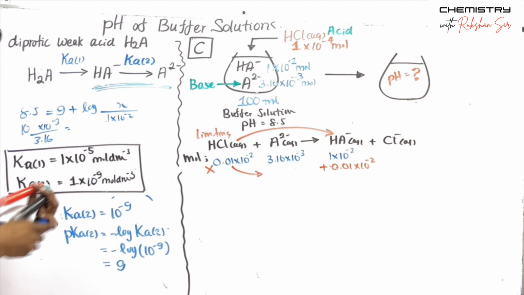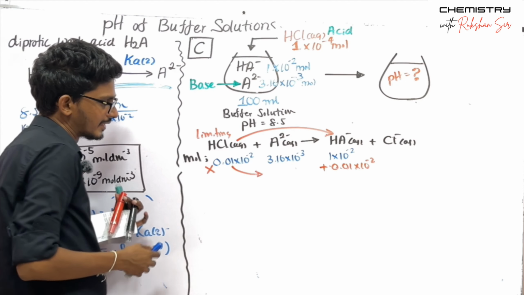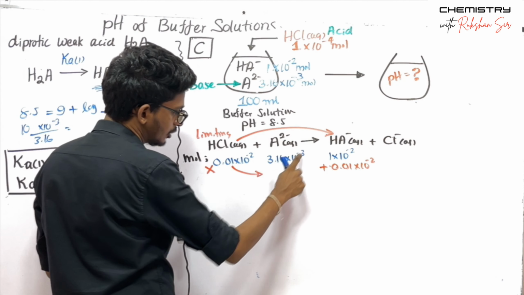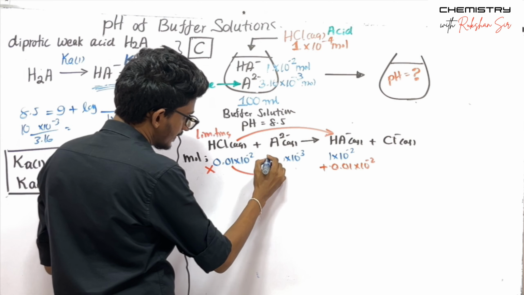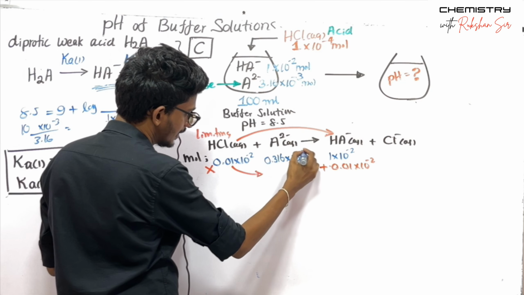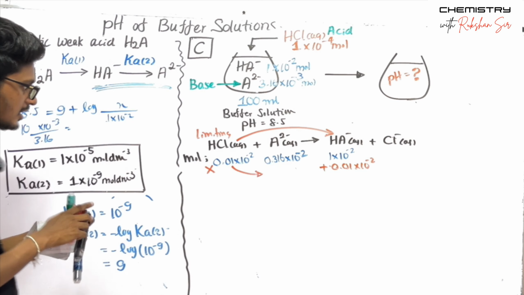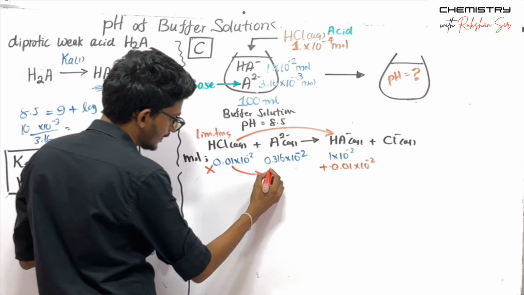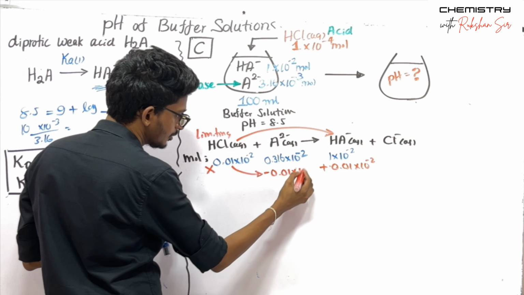Right? It will be deducted. That is 0. So if you are taking this one as 10 to the minus 2 value, it can be written as 0.316 into 10 to the minus 2. I'll take all the values as 10 to the minus 2 values for the easiness of the calculation, right? So that will be deducted, minus 0.01 into 10 to the minus 2.